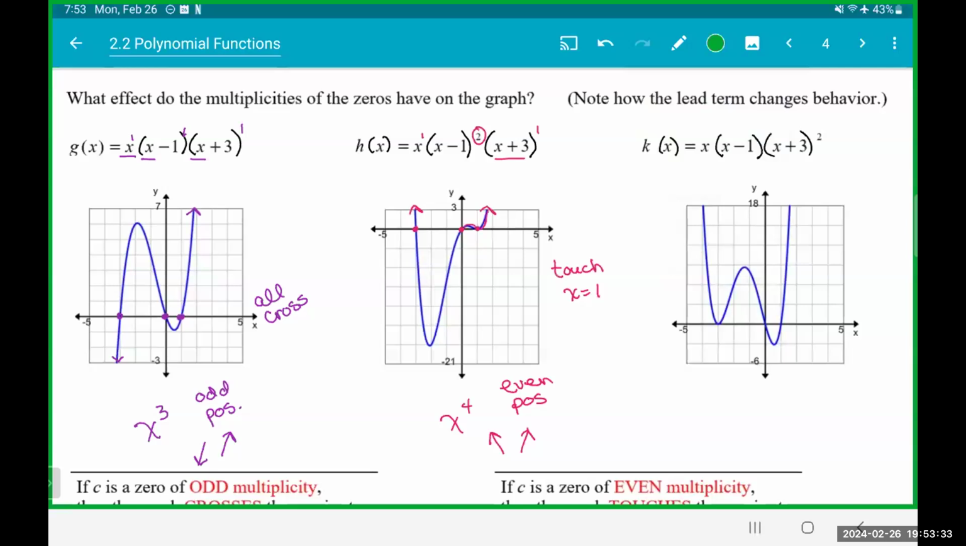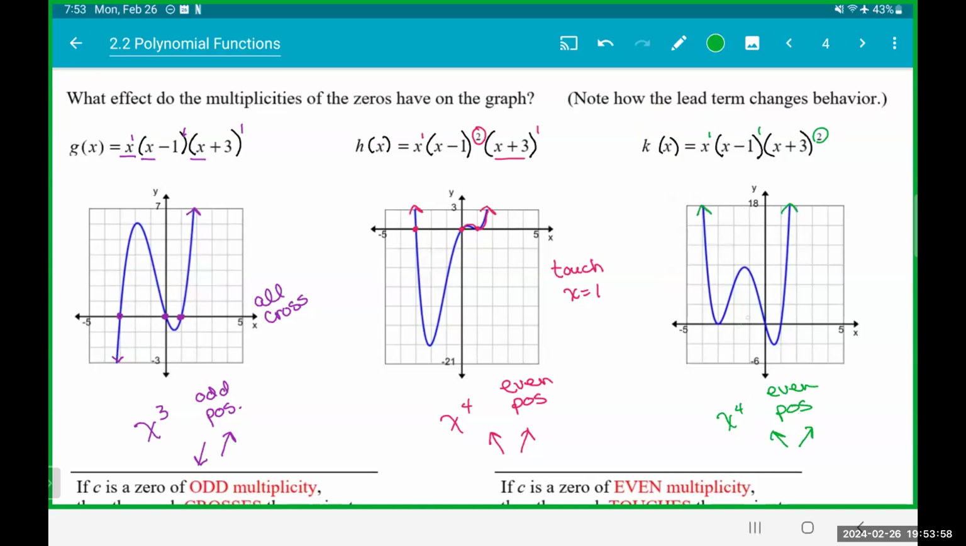For the last one here, we have x to the 1, x to the 1, and we have the 2 out here. So in this case, we still have x to the 4. We're still even and we're still positive. So we're going to be rising to the left, rising to the right, which we see here on this graph.